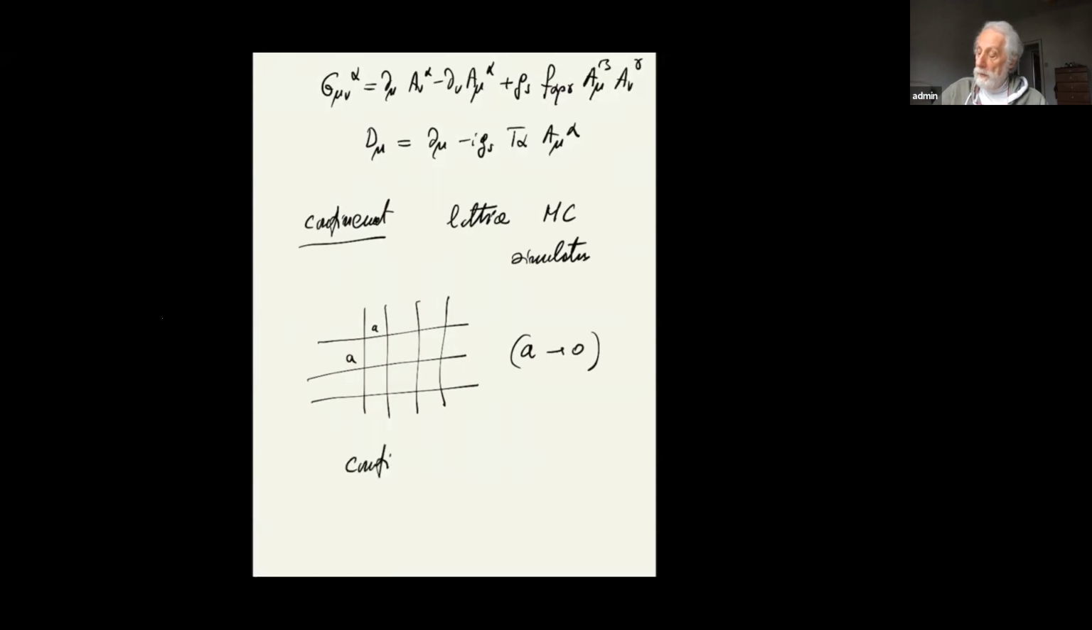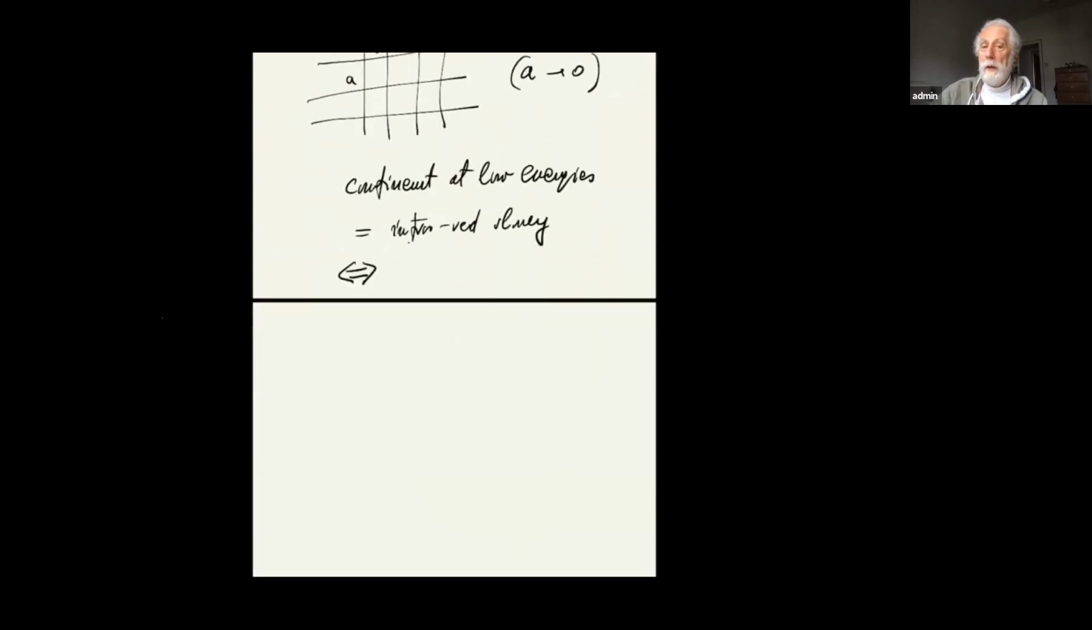So confinement at low energies is called infrared slavery. It goes hand in hand beautifully with asymptotic freedom at high energy. Any questions?